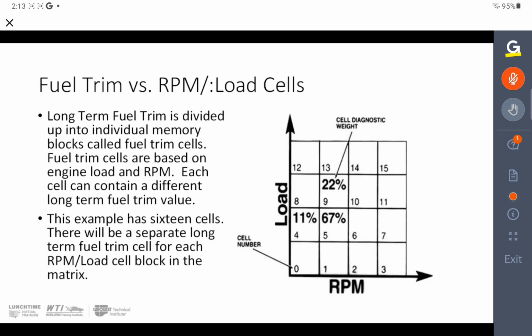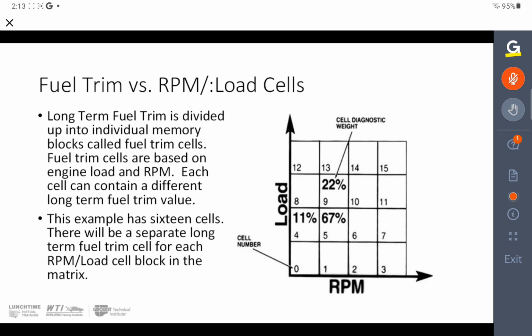So we have these fuel trim cells, and in this particular chart, they're showing 16 different cells. The computer's going to first look at engine load and engine RPM, and from that information, it's going to determine which fuel trim cell it needs to be in. At idle, it's going to be at the lower left. Low load, low RPM is going to be in the lower left, like cell 0. And if it's a high load, high RPM, then you're going to be up the top right, which is cell 15.